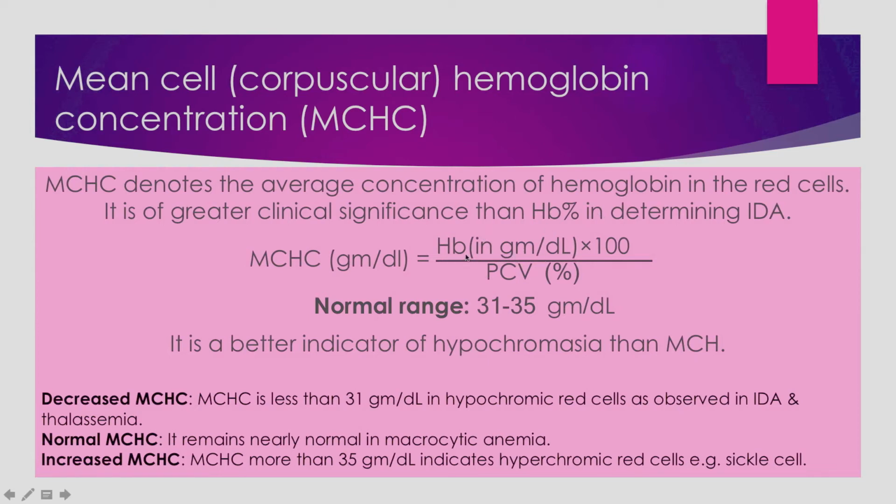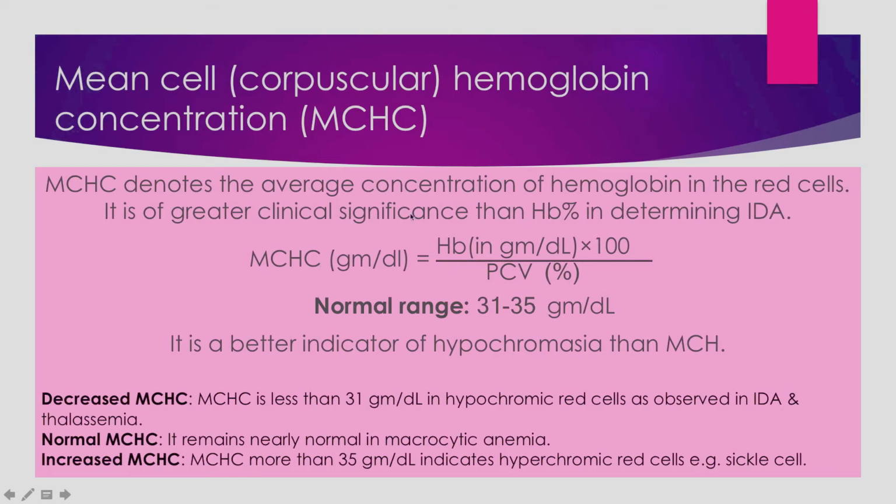For example, somebody is having 12 gram per deciliter as normal, so 12 gram per deciliter multiplied by 100 divided by packed cell volume. We divide that hemoglobin by the average volume of the RBC. How can we calculate the value? By simply dividing the hemoglobin by the packed cell volume, we will get the mean cell hemoglobin concentration.